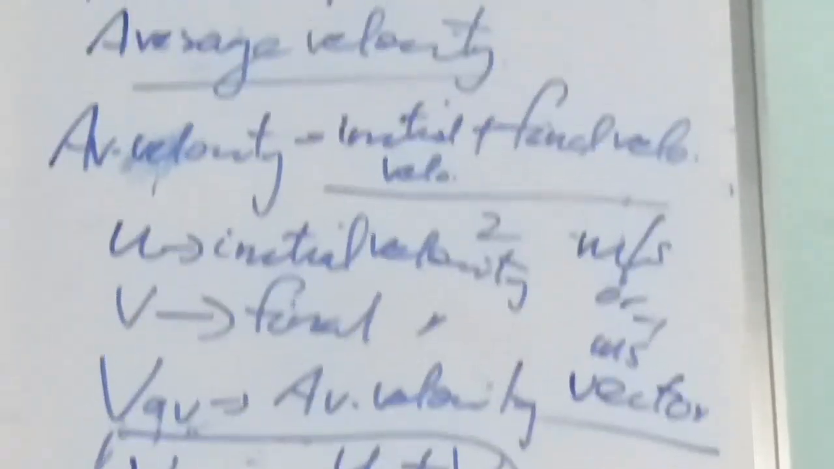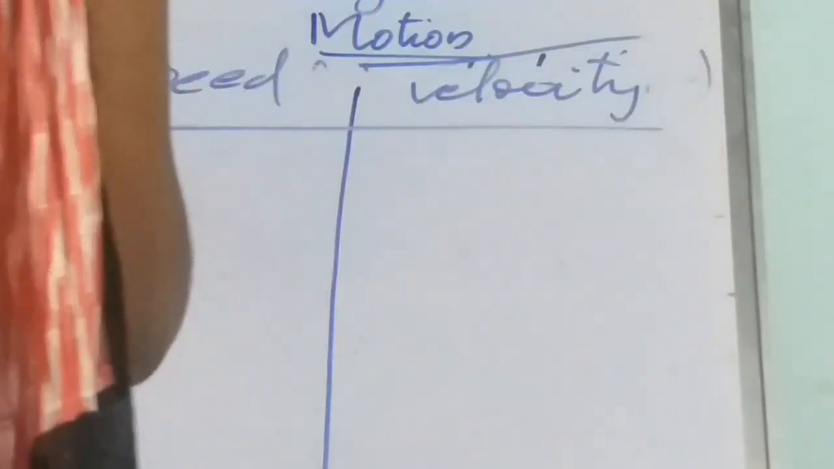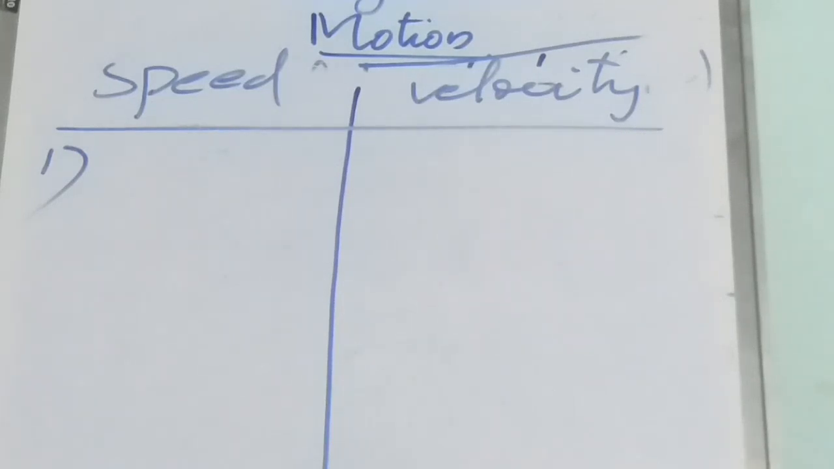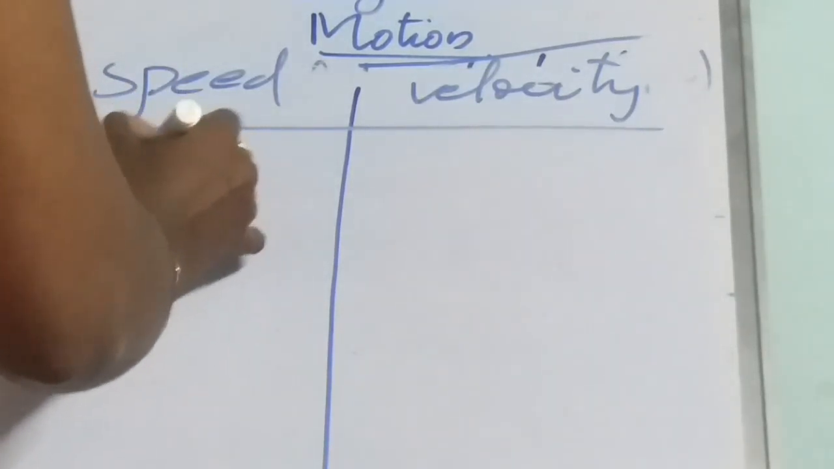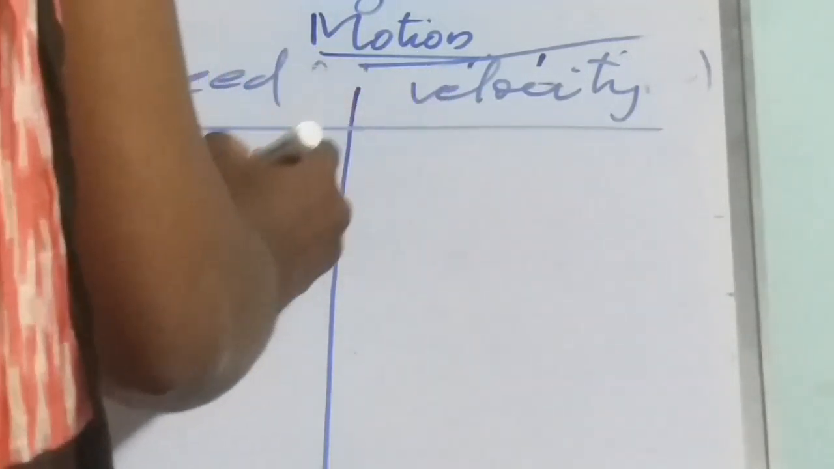So we have discussed two physical quantities, speed and velocity. Speed means distance traveled per unit time, and velocity means speed of an object moving in a particular direction. So we can distinguish these two physical quantities, speed and velocity. The first is, speed is distance traveled by an object in unit time.